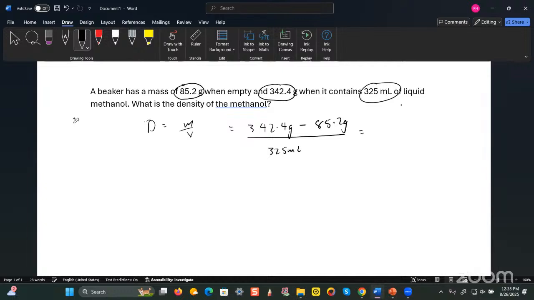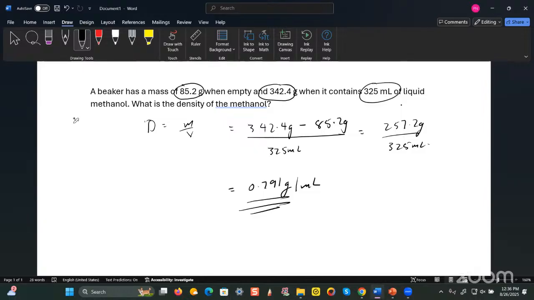If we work out the numerator, it would be 342.4 minus 85.2, and that gives you 257.2 grams, and then we divide it by 325 mils. According to my calculations, you have to round this off to 3 sig figs, which would be 0.791 grams per mil. That's how you do that. Any questions about it?